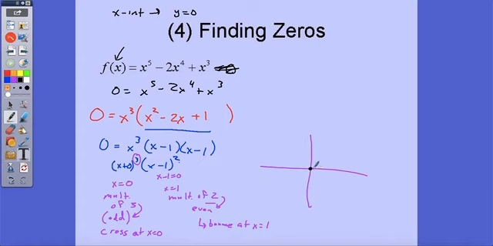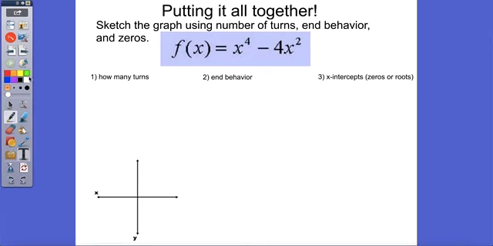So we cross at x equals 0. So we know it's going to cross there and then bounce at x equals 1 here. So if we're coming from down below, cross there, bounce there. And that's the basic idea. All right, last slide. Let's put it all together now.